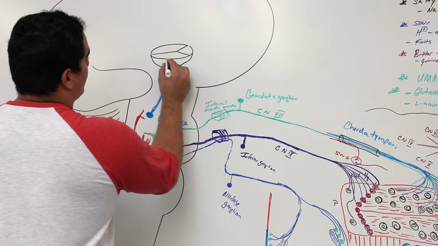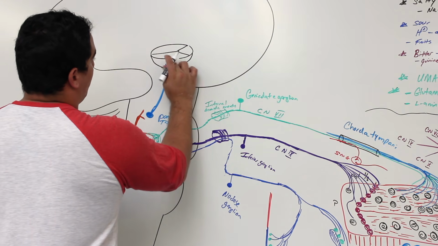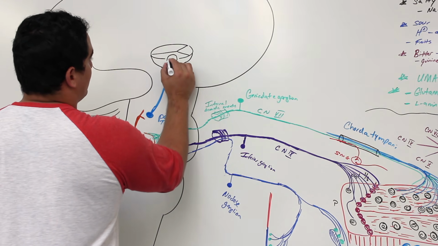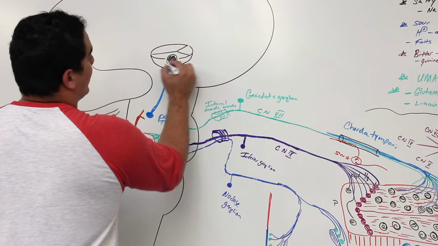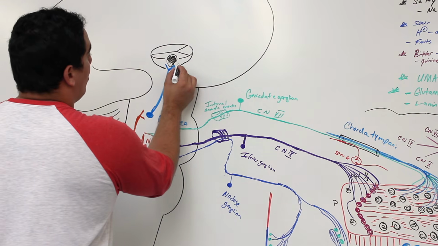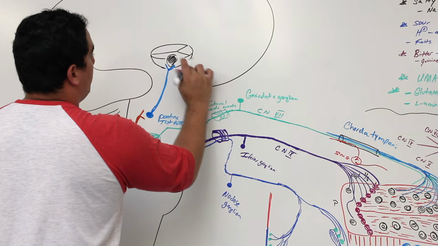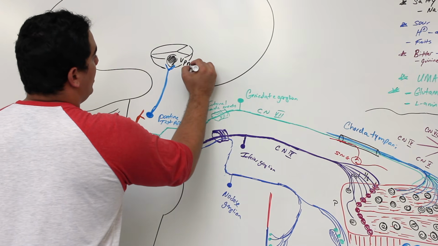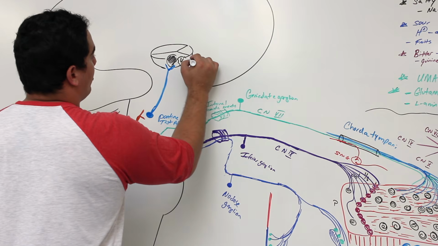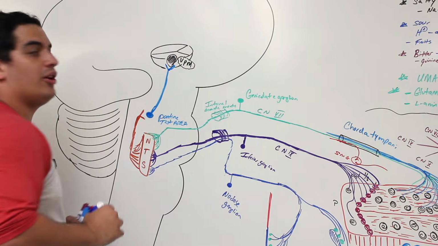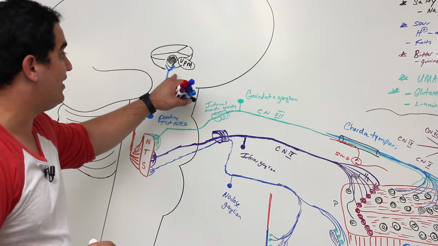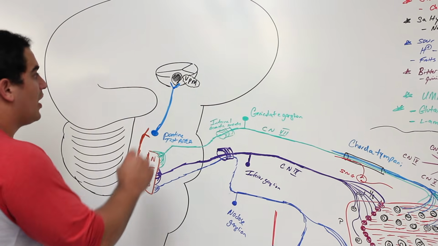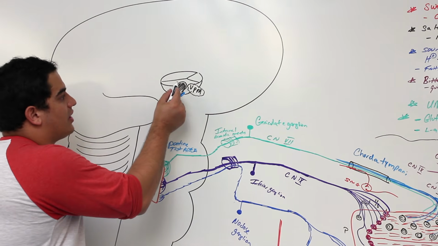Inside of the thalamus, there's a specialized nucleus here that picks up this specific type of sensation. This nucleus is called the ventral posterior medial nucleus. So this ventral posterior medial nucleus is going to be receiving signals from the pontine taste area. Then the ventral posterior medial nucleus is going to send these fibers.